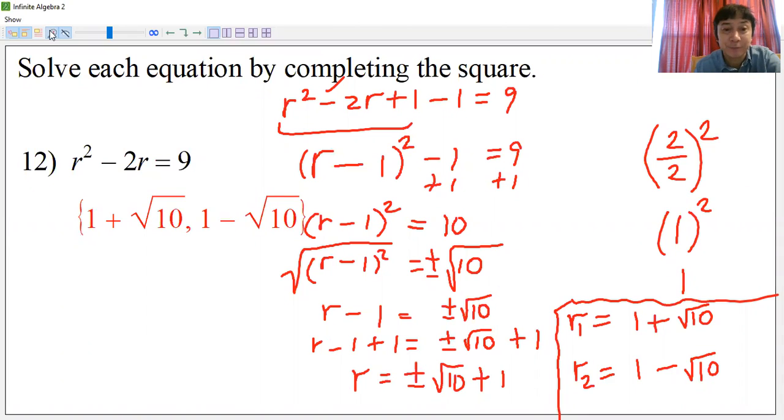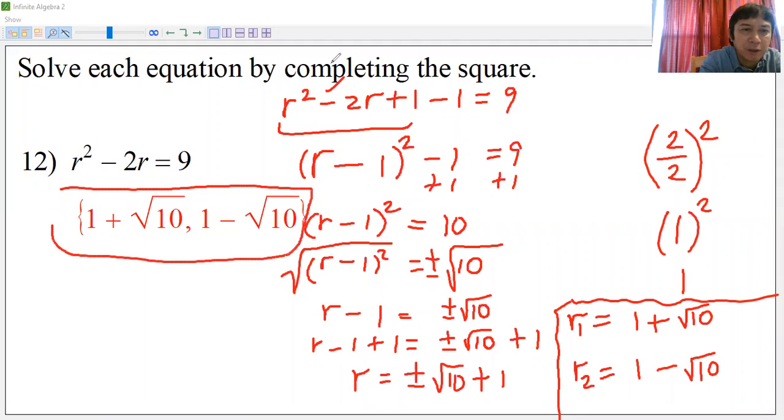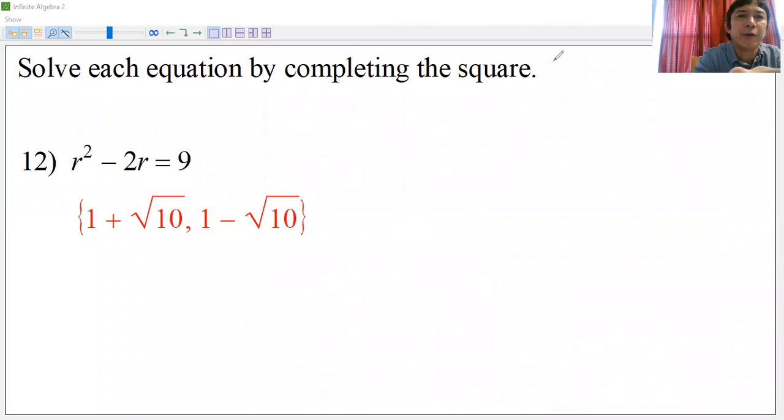We can see it over here. Check the answers at the left side of the screen, separated by a comma. So 1 plus square root of 10 and 1 minus square root of 10. Exactly what we have over here. So next, let's have number 13. Let's continue with the next number.